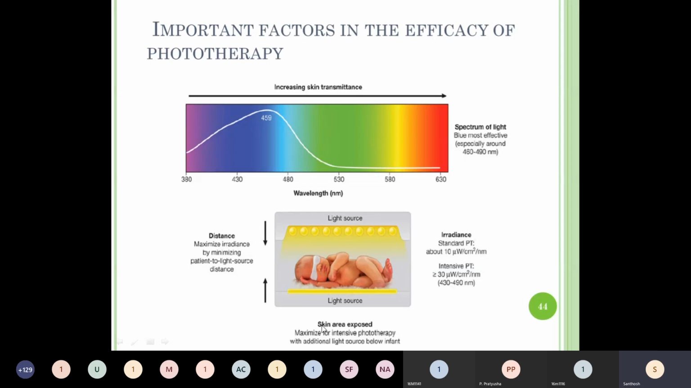Next, skin area exposed. If the maximum skin area is exposed, then the efficacy of phototherapy is increased. Also irradiance. If the irradiance is more than 30 microwatts per square centimeter per nanometer, then the efficacy of phototherapy is always good. Always check the irradiance also when you are putting the baby under phototherapy.